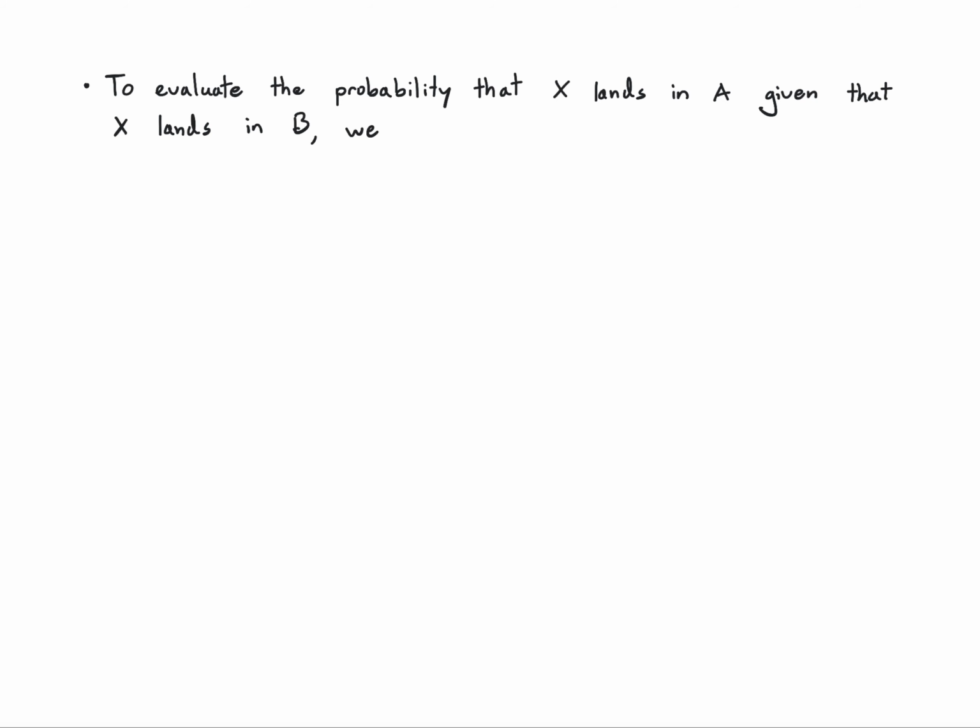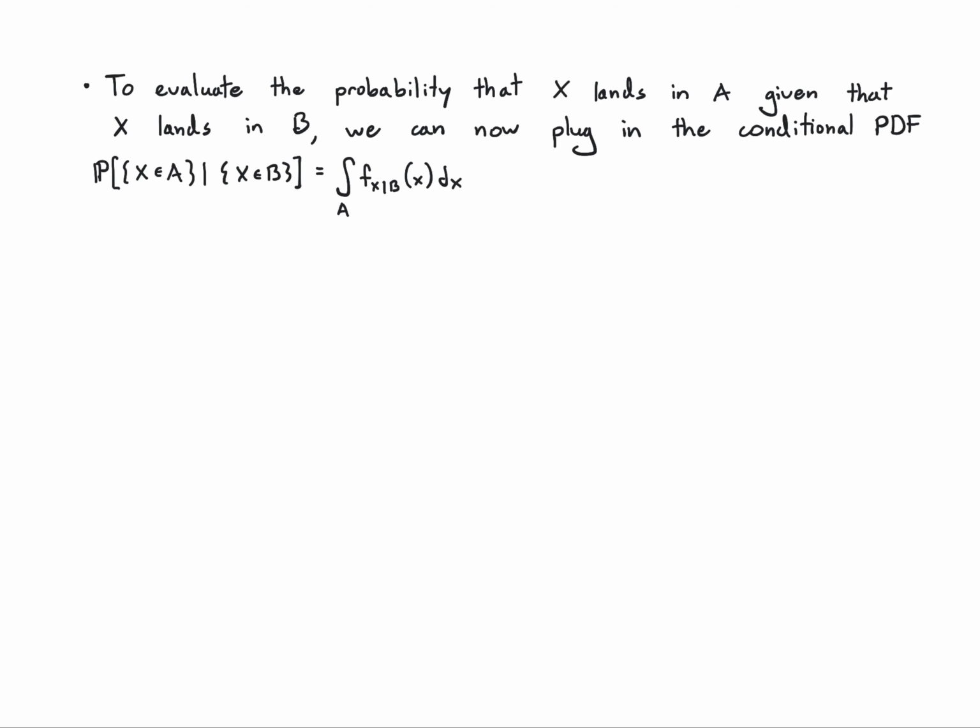So to figure out the probability that x lands in A, given that we know that it lands in B, I can just plug into the conditional PDF, assuming that I've already worked it out. What I want to know is the probability of x in A, given that x is in B. I integrate over A the conditional PDF given B. And what is that? Well, we just defined it to be the PDF divided by the integral over B when x is in B and 0 otherwise. So that's the thing we just defined on the previous slide.